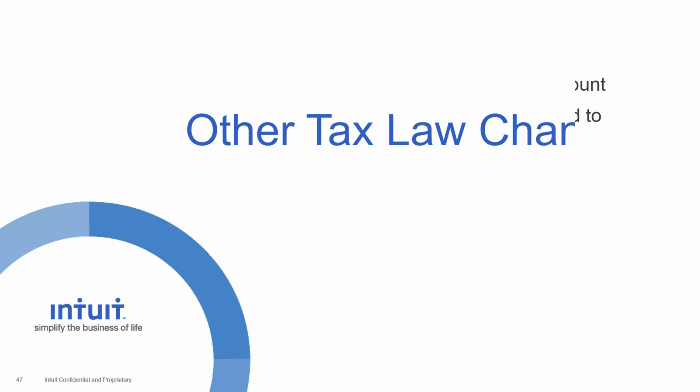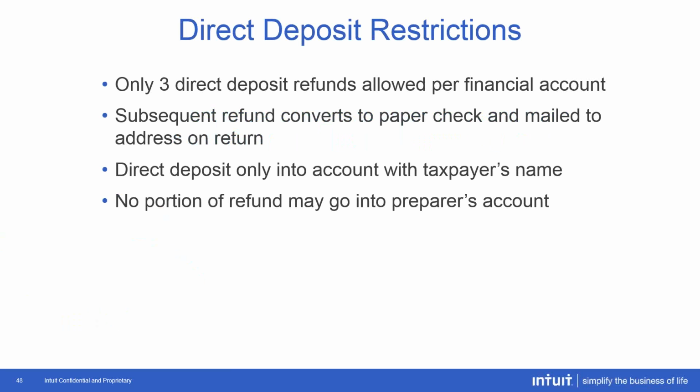Some other miscellaneous tax law changes. To enhance efforts to combat stolen identity refund fraud, only 3 direct deposit refunds are allowed per financial account by the IRS. Any subsequent refund converts to a paper check and it's mailed to the address on the return. Direct deposit only into an account with the taxpayer's name, and no portion of the refund may go into the preparer's account.